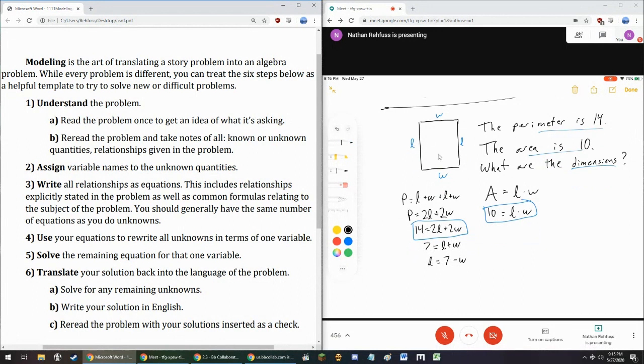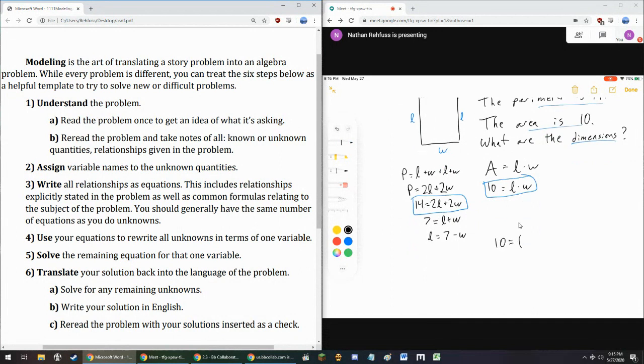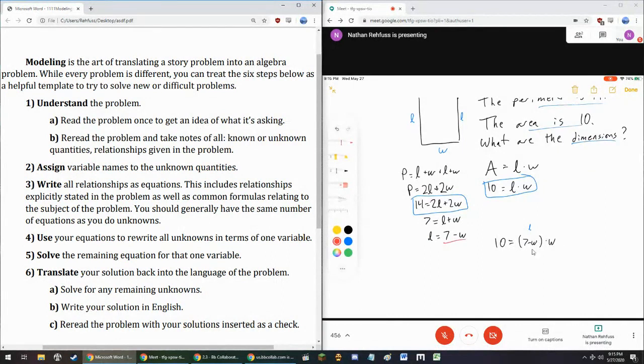So now I've got the length written in terms of the width. So it's like there's only one unknown now because the length depends on the width. So if I can solve for the width, I know everything. 10 is equal to the length times the width. I'm going to use substitution here. So 10 is equal to, and I'll put an expression for the length here, times the width. So this is going to be the length, but I'm going to write 7 minus the width because I know that's equal to length, and it's in terms of W. So now this is one equation with one variable, W. I should be able to solve this for W, and then we'll have our dimensions.